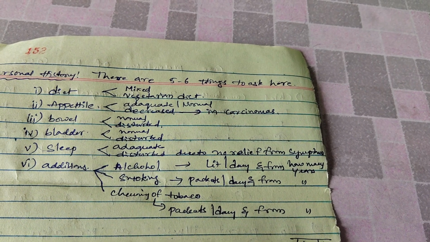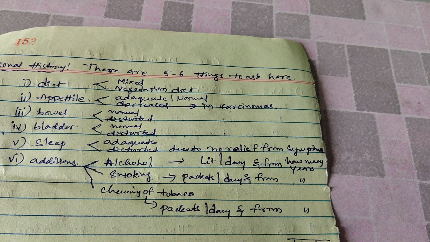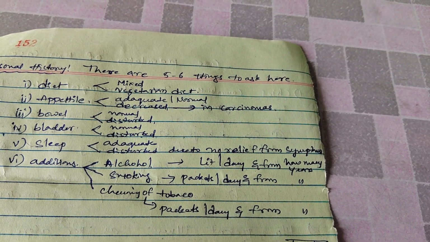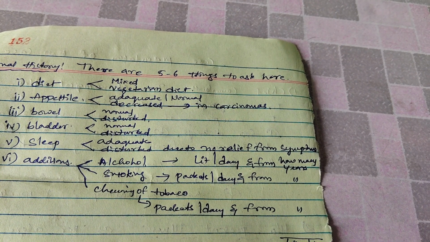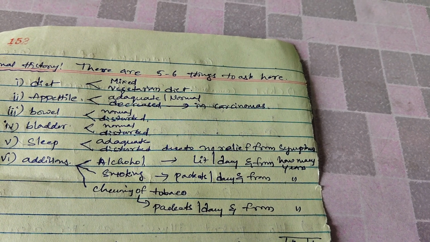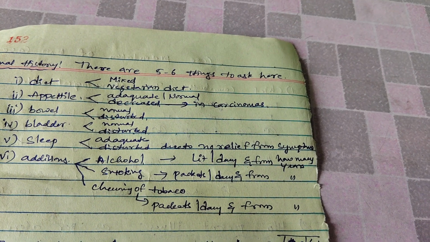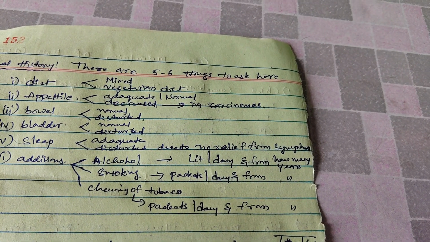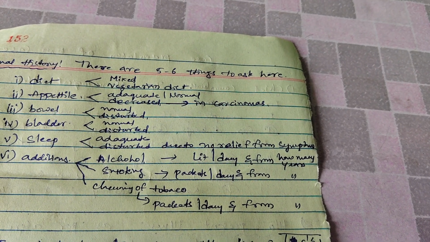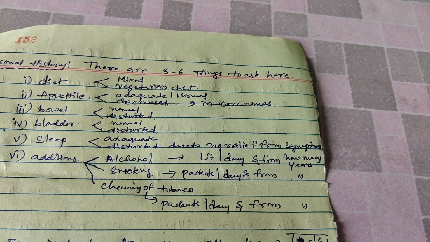Then comes smoking. Smoking in the form of beedi or cigarette, whatever it may be, in packets. How many packets? Some people smoke only one or two cigarettes per day, and some people smoke packets per day. So like 1 packet, 2 packets, and you ask how many cigarettes or packets per day and from how many years. The same thing continues here, and that goes towards the carcinoma history again.